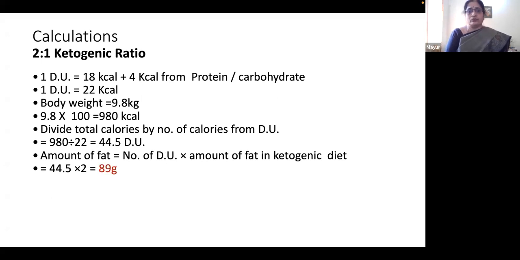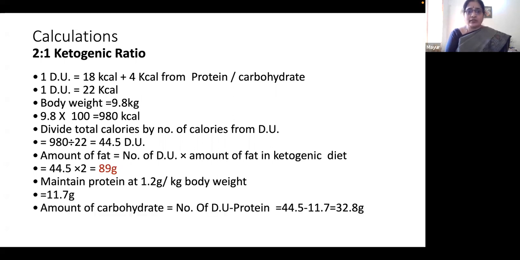Next slide. So in 2:1, definitely the fat content will be more. Protein remains the same, and carbohydrate will be less than in the 1:1 ratio.